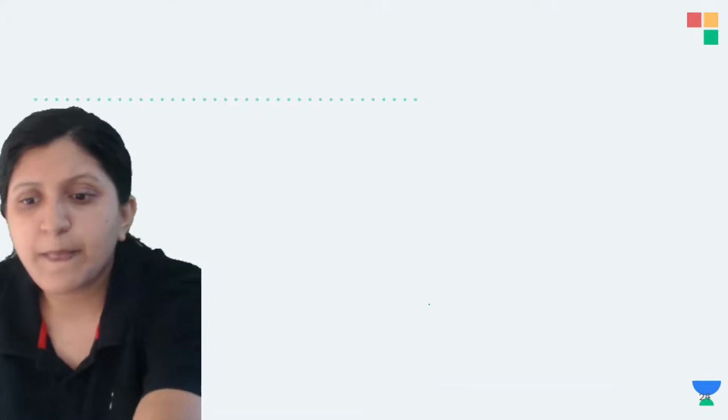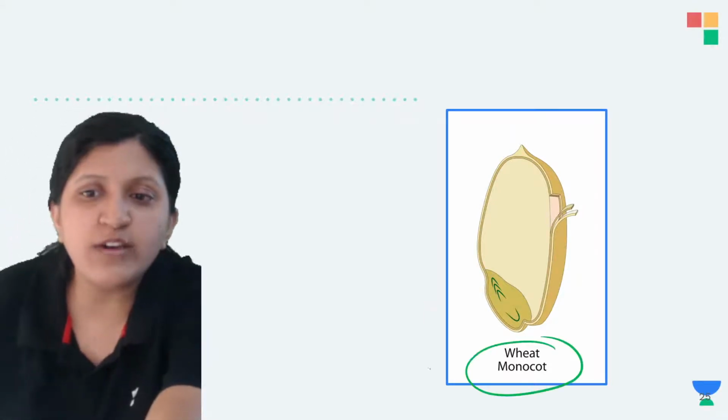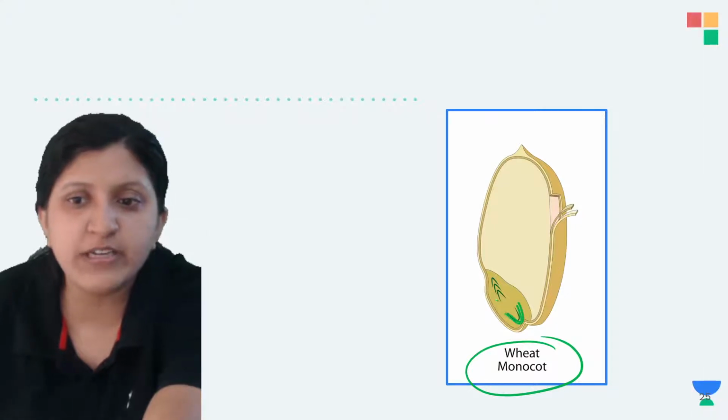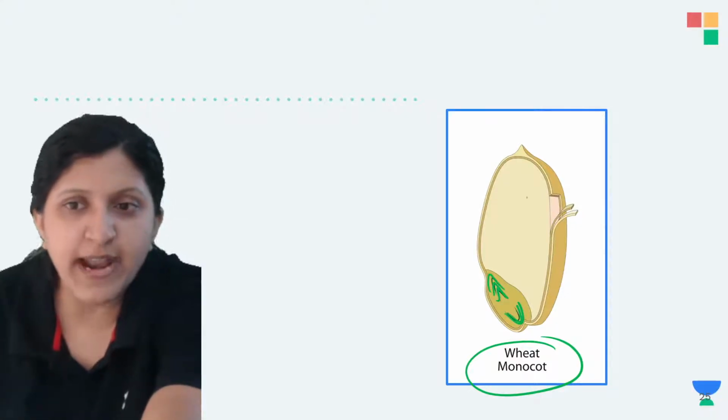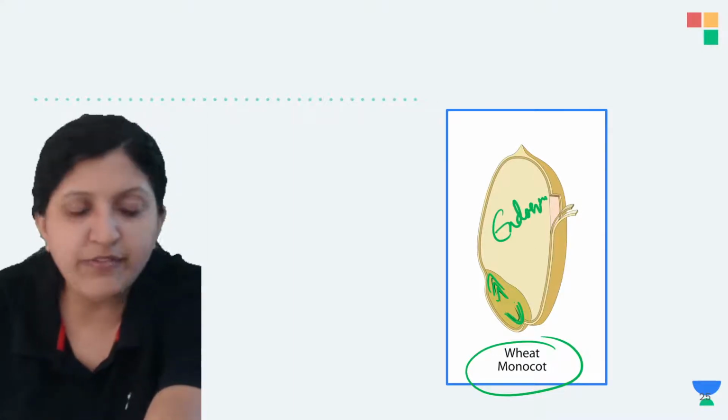Yeah. So this is a wheat monocot, because you can see there is a protective covering. So there is a plumule and the radicle, and here this is an endosperm. There you can find a single cotyledon that will be there, okay.